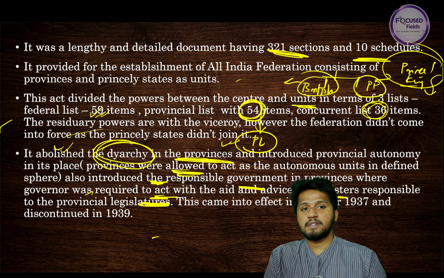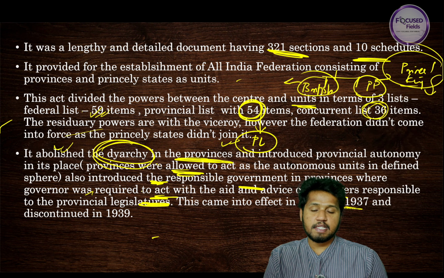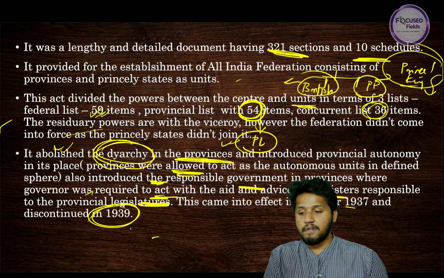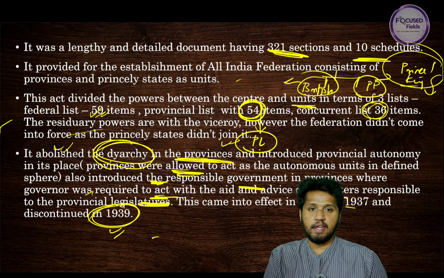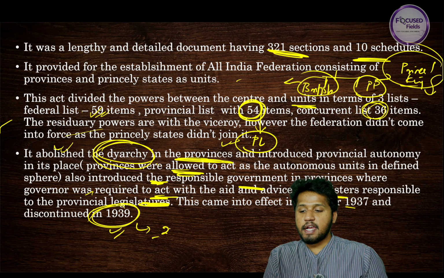This provision of responsible government came into effect in the year 1937 and it was discontinued in the year 1939. Pause the video and let me know why it was discontinued in the year 1939 if you know it. I am giving you a hint. It is because of the Second World War.